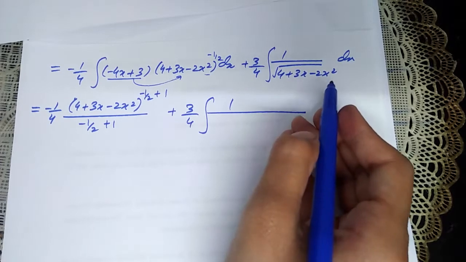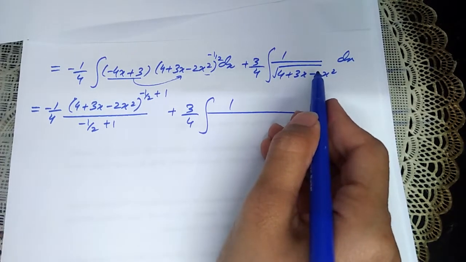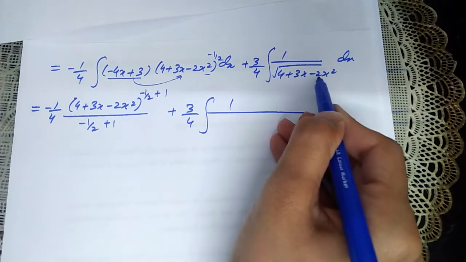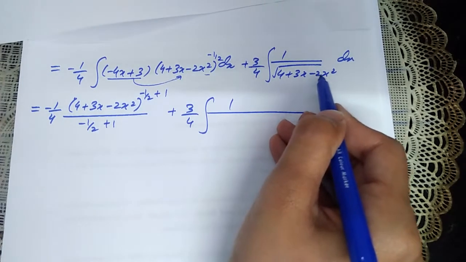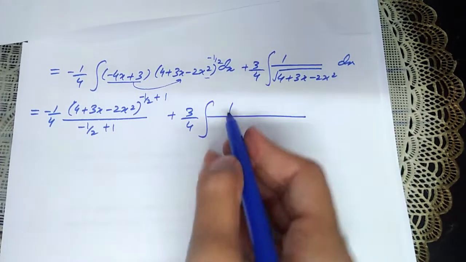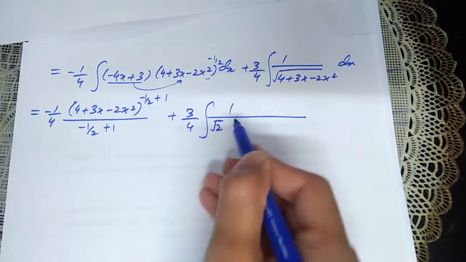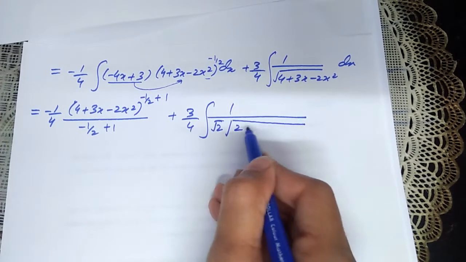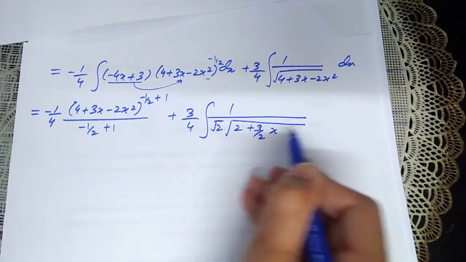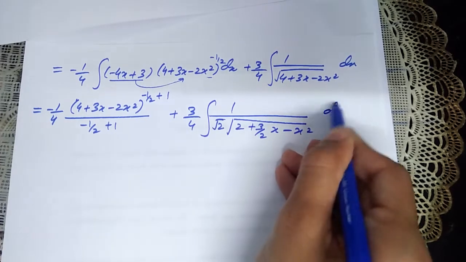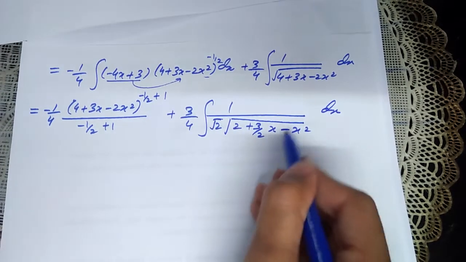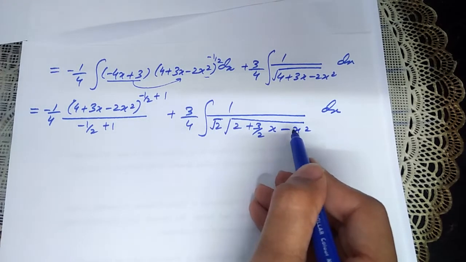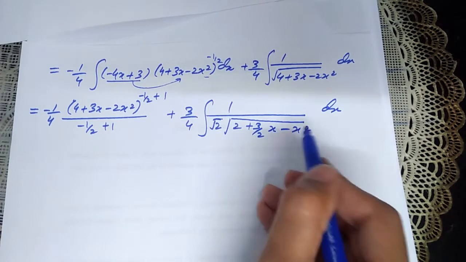Now we can just take this 2 common outside as well. If I take this 2 common outside, it will be easier for me to solve it. So it will just become under root 2 outside. Inside I will be left behind 2 plus 3 over 2x negative x square dx, so that I can get this x square term with the coefficient 1. That's why I just wrote it like this.